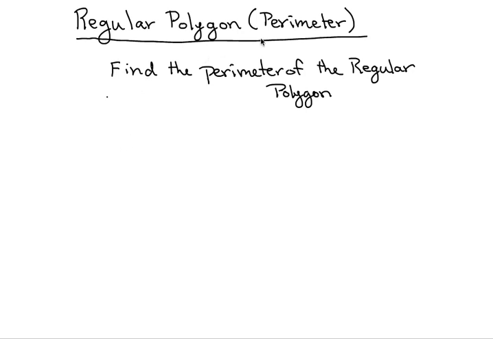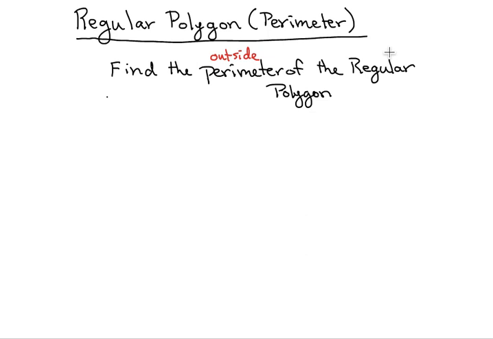Regular polygon perimeter. In this video, we'll learn how to find the perimeter of a regular polygon. So if we start by thinking about what these words mean. Perimeter is the outside.